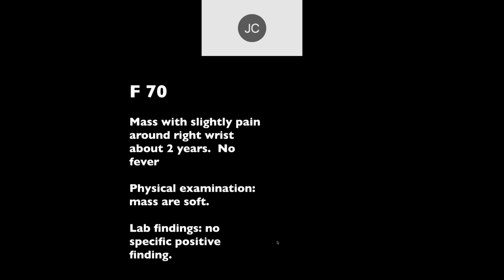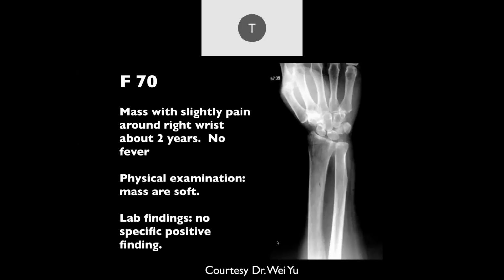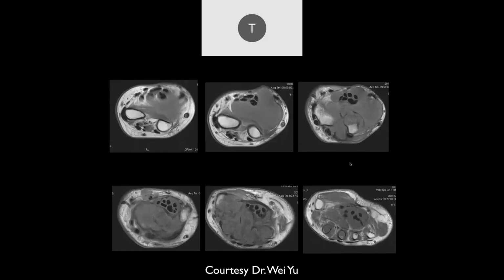Okay, go ahead. 70-year-old female, mass with slight pain around the right wrist for 2 years, no fever. Masses are soft on exam and no specific lab findings. Here's an X-ray. I don't see the ulnar styloid too well. I don't know if the margin of the distal ulna is a little bit scalloped as well.